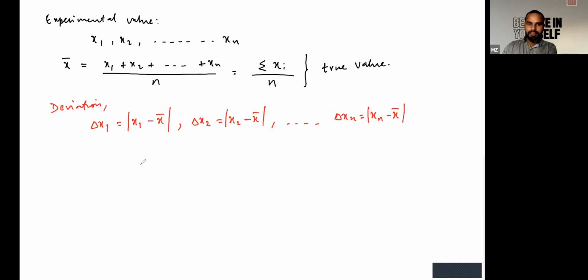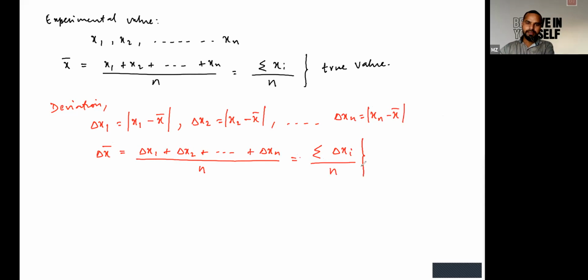Now, if we take mean of this all deviated value, let's say delta x bar, so it will be delta x1, delta x2, and so on to delta xn divided by n, or it will be summation delta xi divided by n. This is nothing but absolute mean. Is it clear to this part?